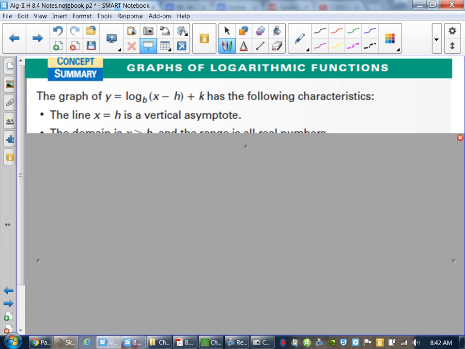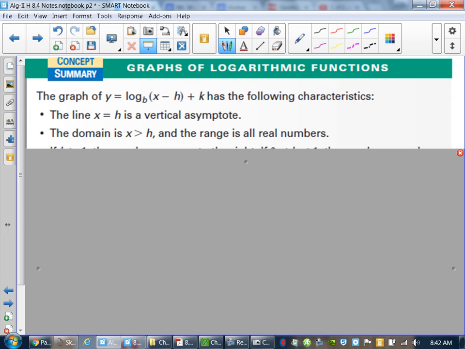So you get vertical asymptotes at x equals h. There's your vertical asymptote, dotted lines. Domains are always, always, always greater than h. Logs always move to the right. Okay, logarithm equations always move to the right.